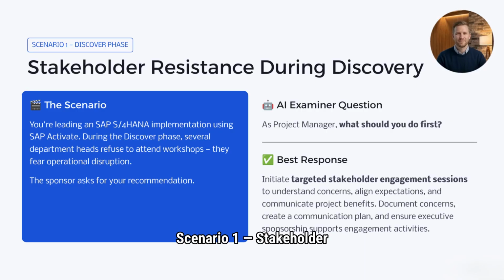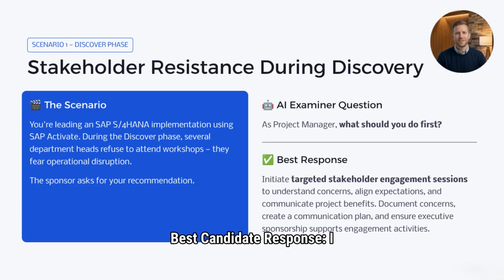Scenario 1. Stakeholder resistance. During Discover phase, you are leading a new SAP S/4HANA implementation using SAP Activate. Several department heads refuse to attend workshops because they believe the project will disrupt their operations. The sponsor asks for your recommendation. AI examiner. Question. As project manager, what should you do first?